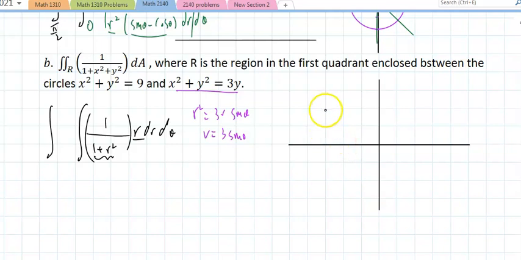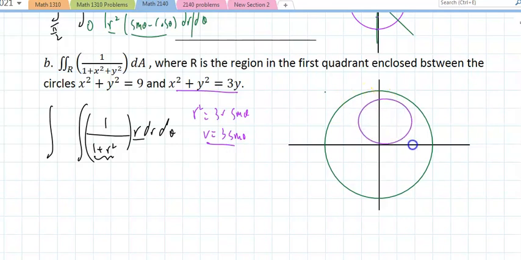1, 2, 3. Here we go. Oh, missed it. That's a circle with a radius of 3. And now I have a circle centered around the positive y-axis with a diameter of 3. There it is. What are they talking about?